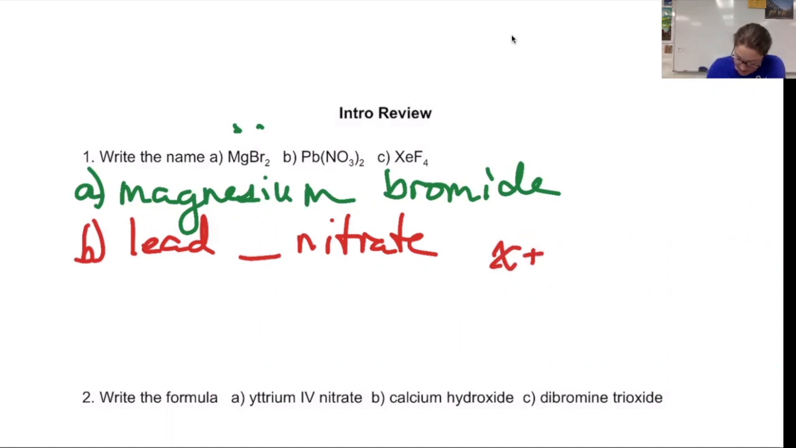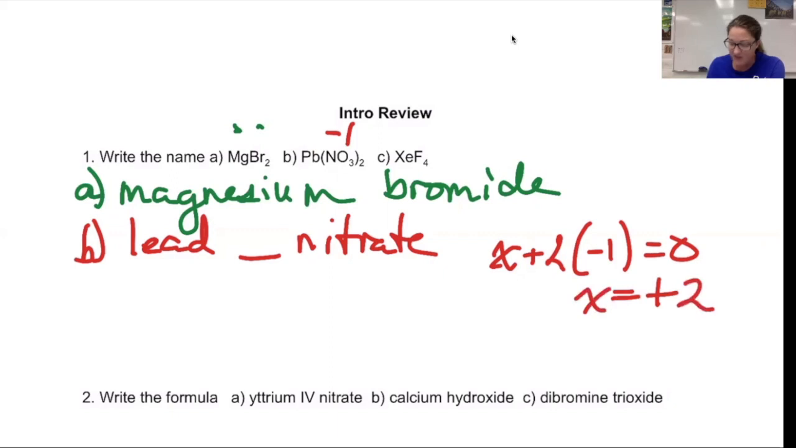For nitrate, nitrate is a polyatomic ion at the top of the chart, and it has a charge of -1. When lead is combined with two nitrates, the charges neutralize. So if I solve for that charge of the transition metal, I find that the charge is +2. So I'm going to use a Roman numeral of 2.